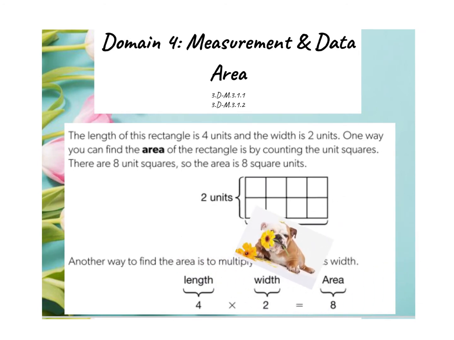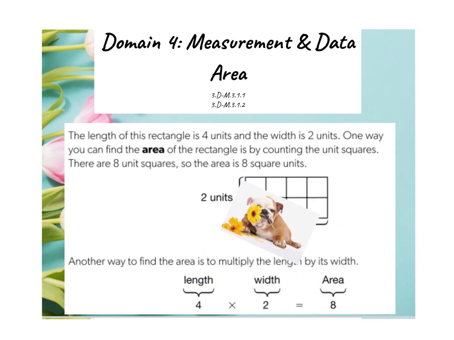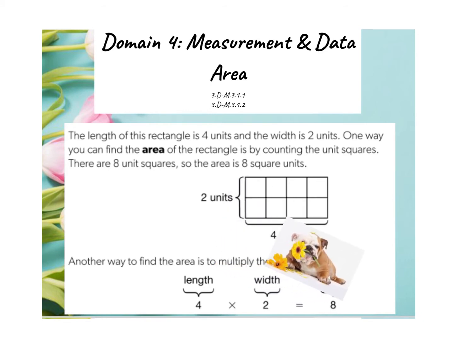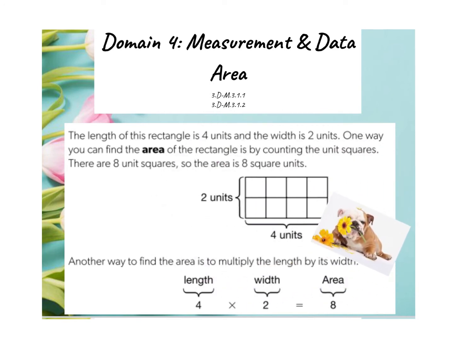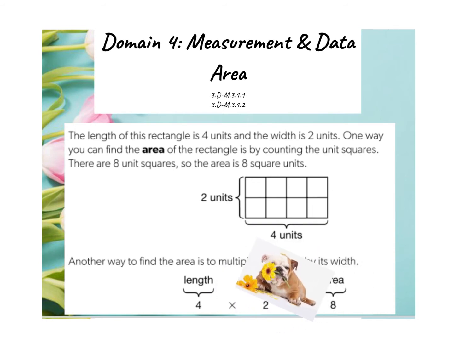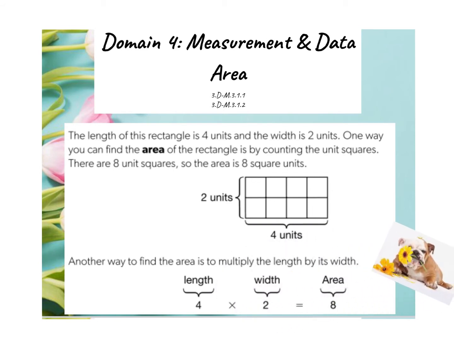We practiced where we would count up the units, 1, 2, over here for the width, and then 1, 2, 3, 4 units over here for the length. And when we would find the area of this shape, we would go ahead and multiply the length times the width, 4 times 2, to give us 8 square units.